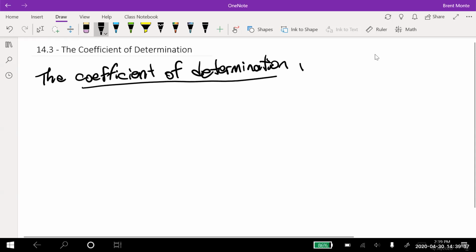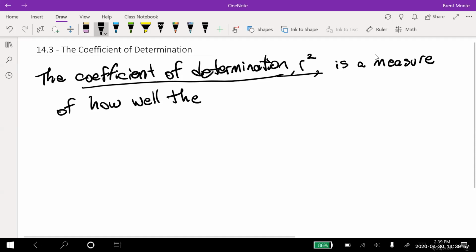Now, it's called the coefficient of determination. It's denoted r squared, so we'll put that here as part of the definition. The coefficient of determination r squared is a measure of how well the regression predicts the y value.